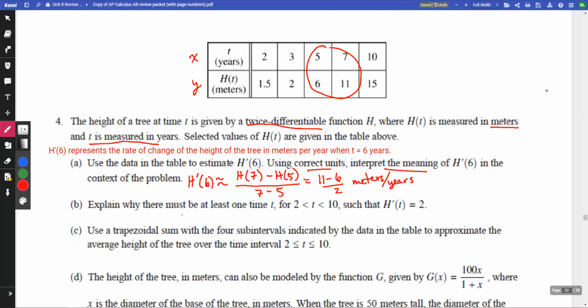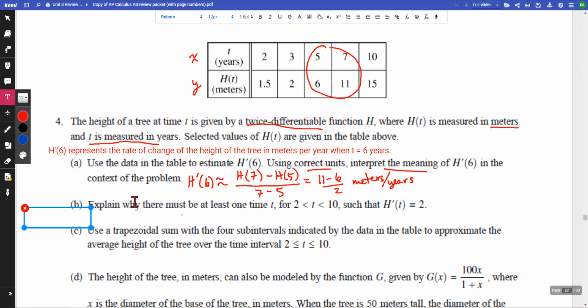Okay. The next part asks, explain why there must be a time t such that h prime of t equals 2. So let's provide our answer here, right? Because h of t is twice differentiable, what they told us, that means that h of t is continuous on our interval. And what's our interval here? Our interval is from 2 to 10.